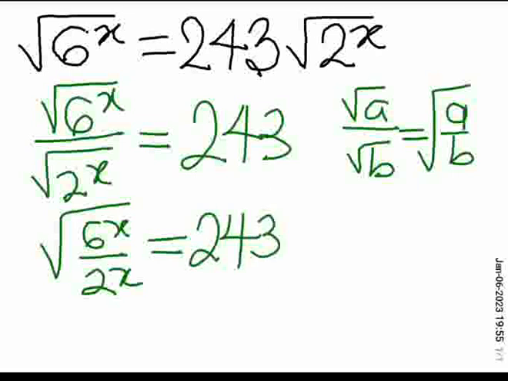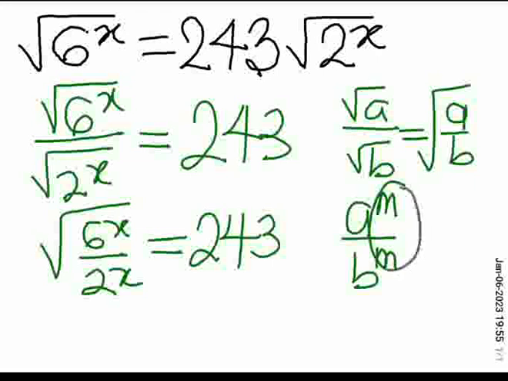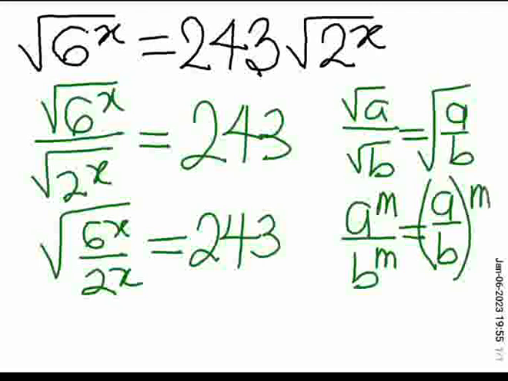My next step here again is to apply this rule of indices, where we have a raised to power m divided by b raised to power m. The powers are the same. This will be equal to a over b all raised to power m. So the power m can be factorized out according to that rule.